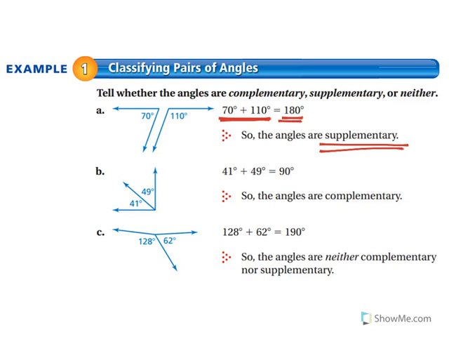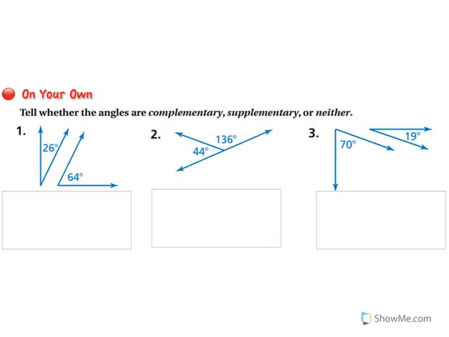For part B, actually, I can't see that that's a right angle because it doesn't give us a defining right angle sign. But I know that 41 plus 49 equals 90. And 90 is what we have to add up to become complementary. So these are complementary angles. Now finally, for our last one, if I take 128 and 62, I get 190. And that doesn't add up to 180 or 90. Therefore, this would be neither. They are neither complementary nor supplementary. Pretty easy so far, right?